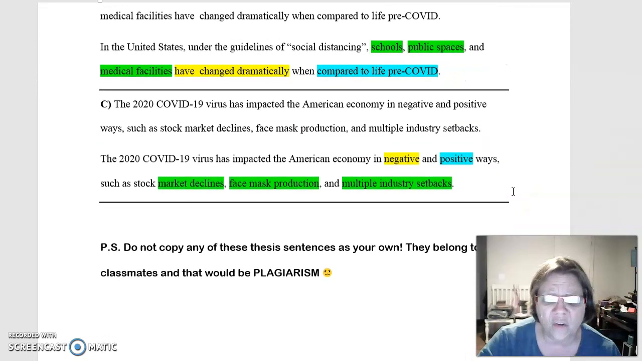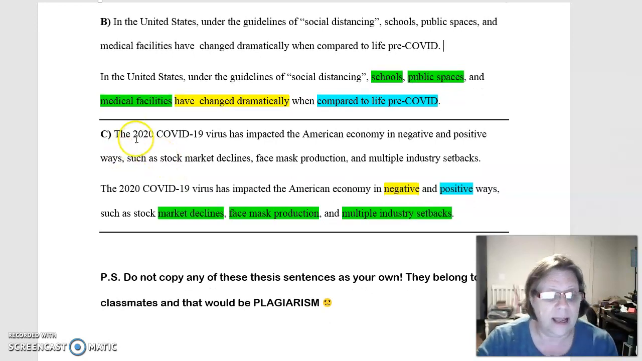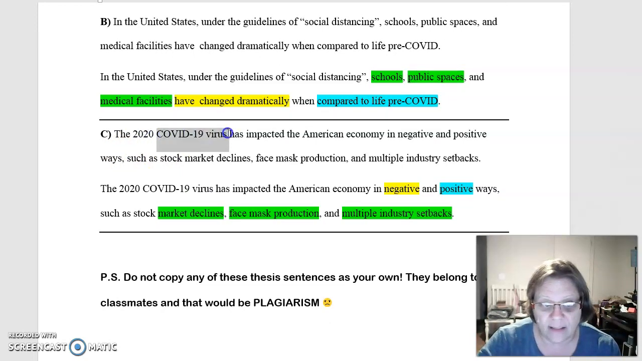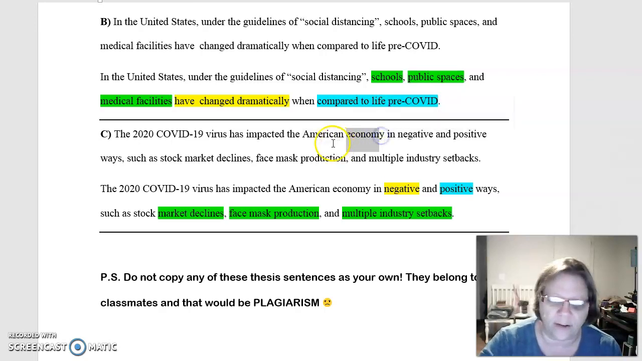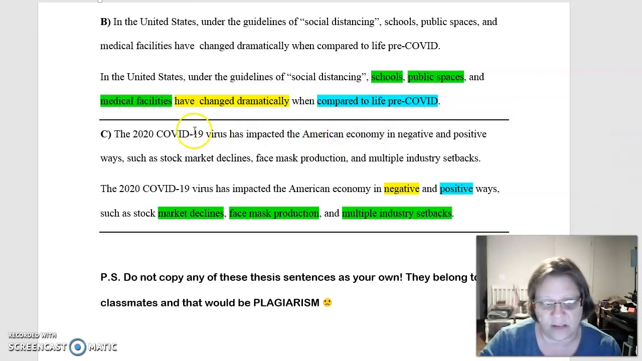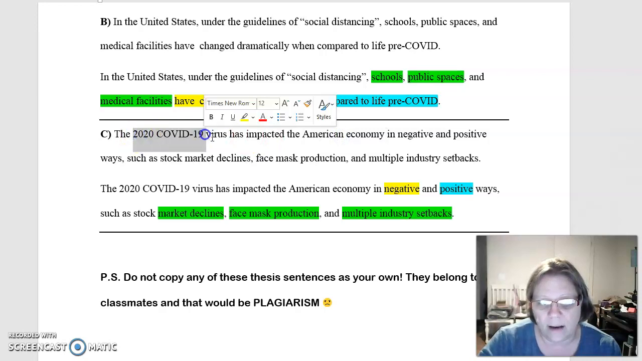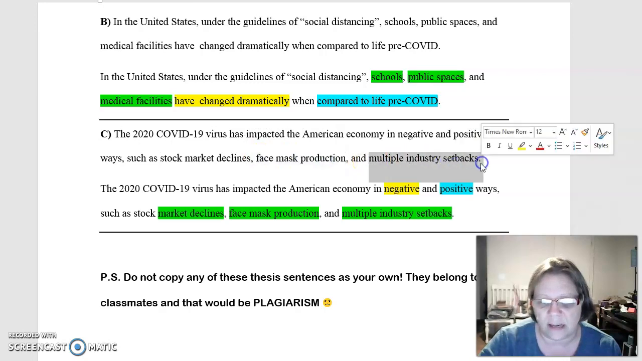Okay, let's go here and look at this one. This one is a little bit different. Well, this has a lot of really good ones in it. It has a when. Okay, this is part of the what. Who, this is a who. Americans. American economy. Okay, we're talking American economy. It's not Americans, but American economy. Okay, so that's a what. Okay, but this is a where detail, so that's good. So far we've got a when, where, more specifically a what, how, negative, positive. Stock market declines, face mask production, multiple industry setbacks.